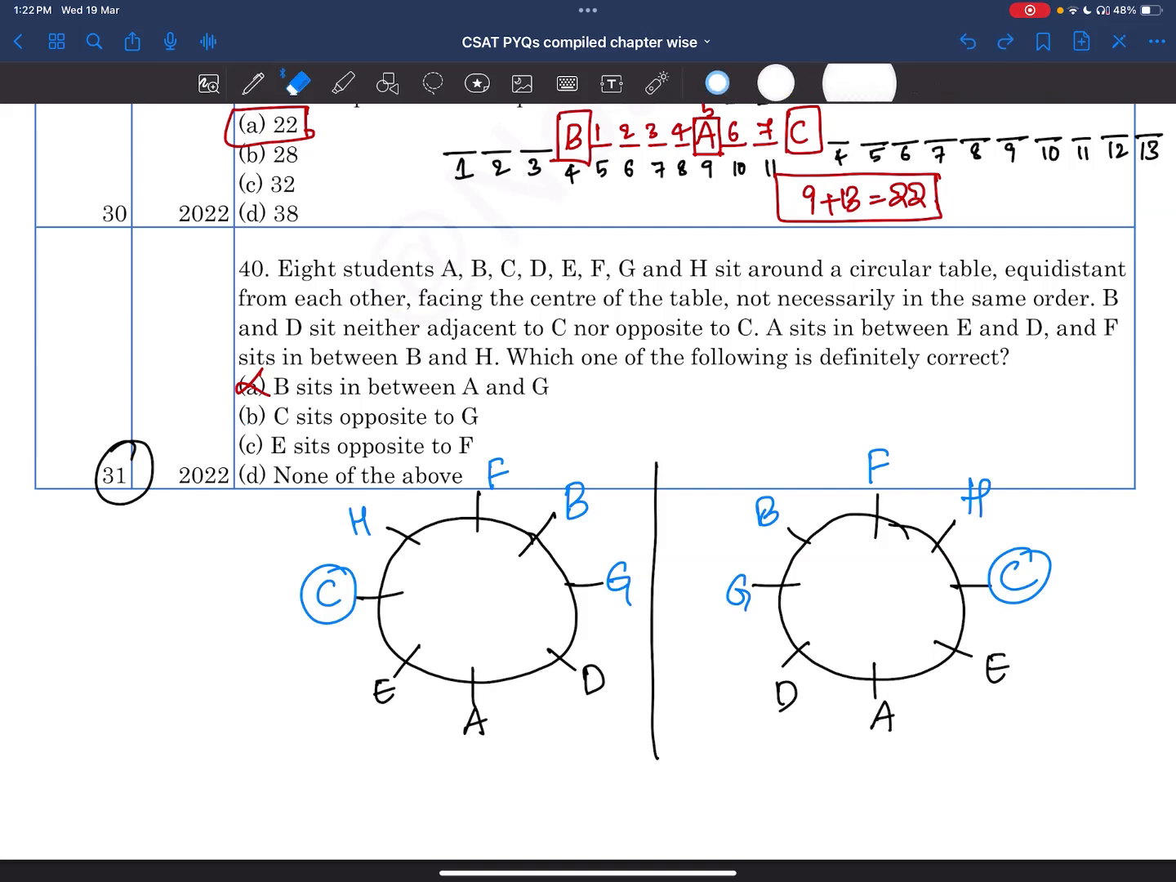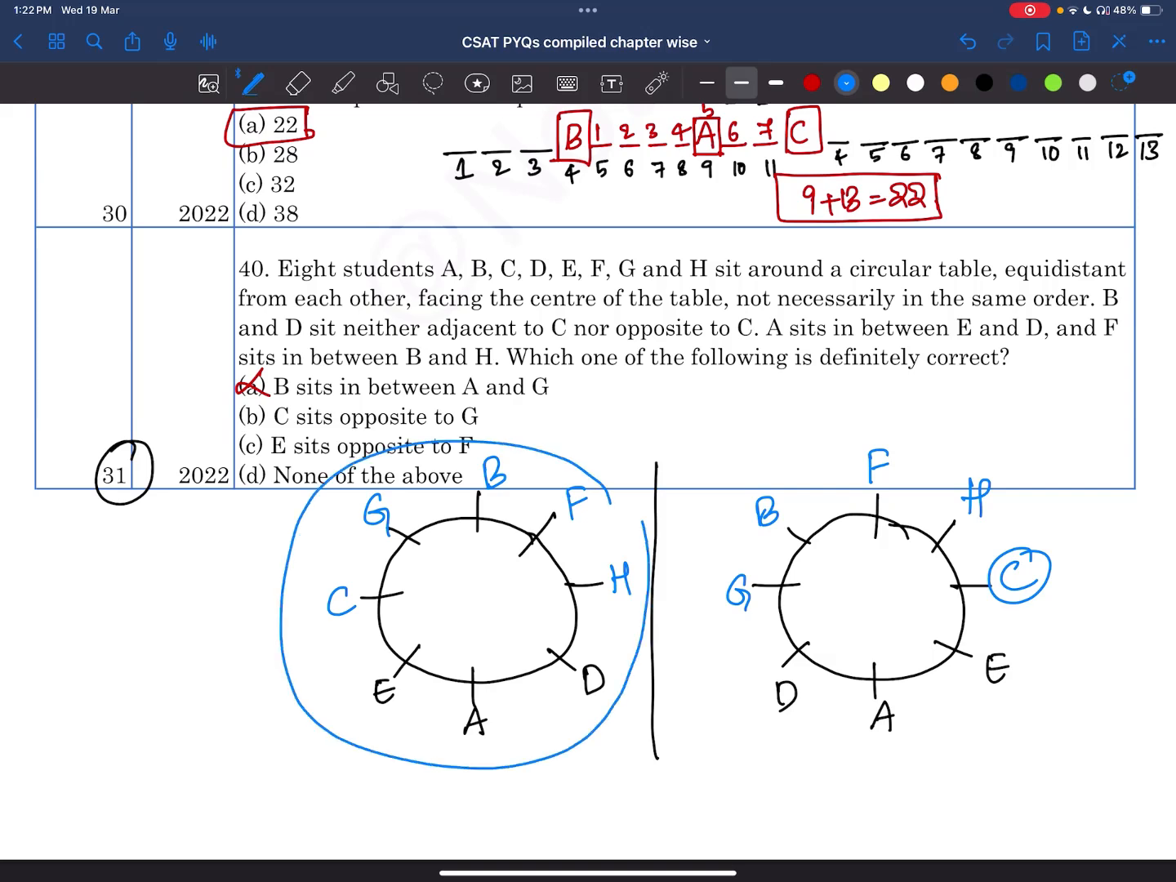But see, there is also a possibility that if this is H and this is B, now C can't be adjacent to B, right? So C will be here, G will be here. Even this is satisfying the terms, right? So C is not always opposite to G. That means this option is also wrong.